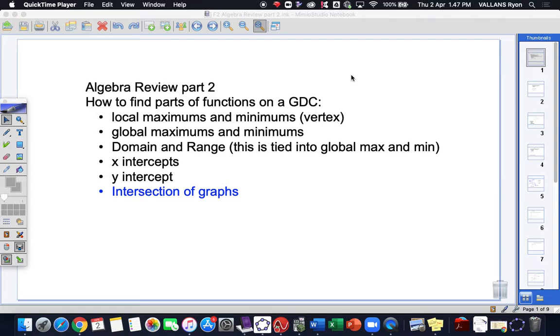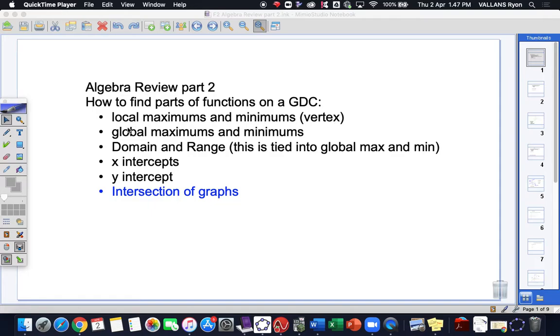All right, guys. Algebra review part two. What we're going to talk about is stuff we've done earlier in this year that's very important for next year. Being able to use your calculator to find key parts of functions. And what I'm going to go through on this is just a refresh on how to find local maximums and minimums. The reason I put vertex is we did this a lot with quadratics.